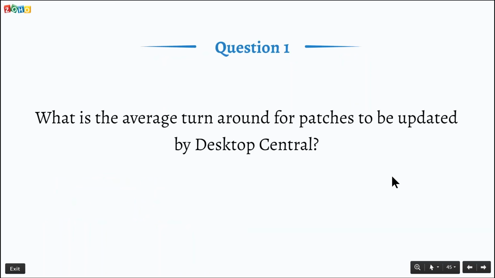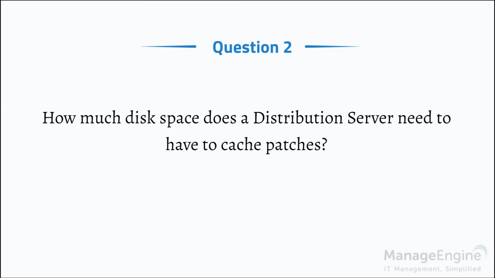What is the average turnaround for patches to be updated by Desktop Central? When it comes to a security update, we'll support it within 6 hours from the release time, and a non-security update will be available within 12 hours.